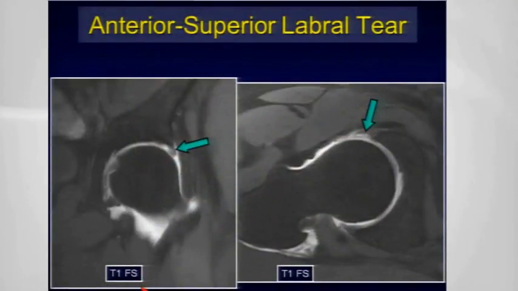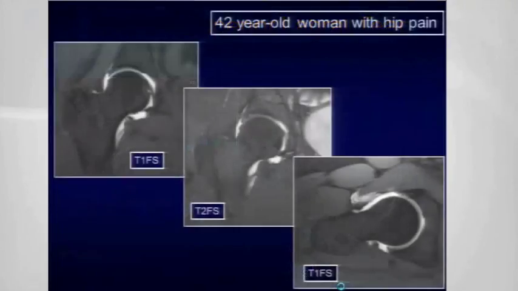In this patient, we start off looking at morphology. We don't have the normal triangular shape. It's distorted. We have high signal and fluid-like signal extending out horizontally in this patient with an anterior superior labral tear.